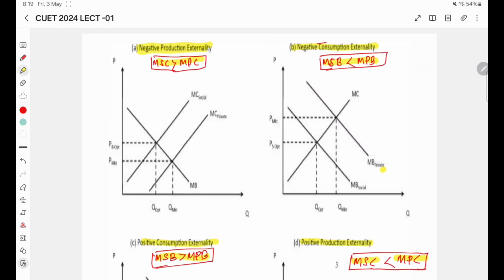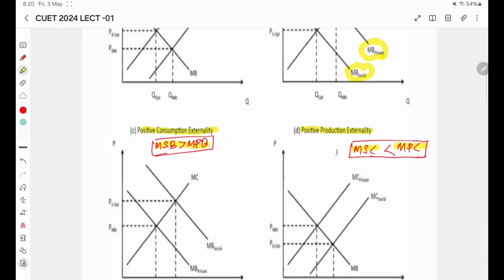In the diagram we have to see the negative production externality. Negative production externality means marginal social cost. Production we have to link with cost, and when the social cost is greater, it means the social cost curve is above the private cost curve. It is called negative production externality. And for negative consumption externality, we have to look into the marginal benefit curve. It means private benefit is greater and social benefit is less, so the private benefit curve lies above the social marginal benefit curve.